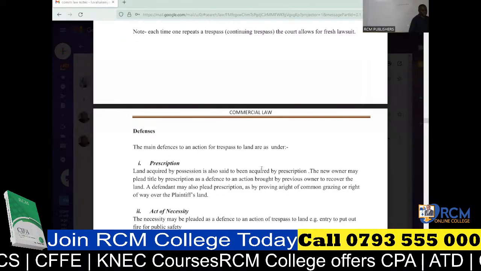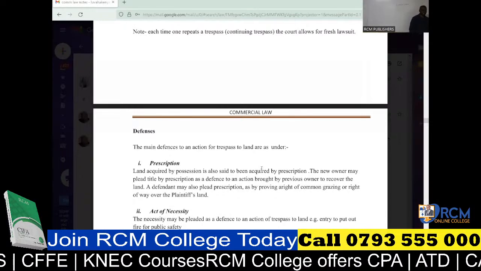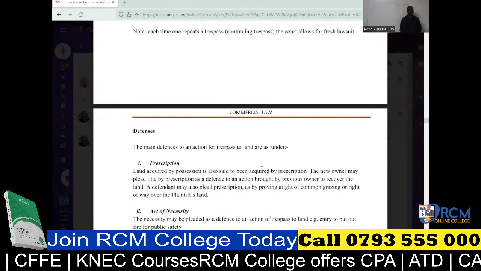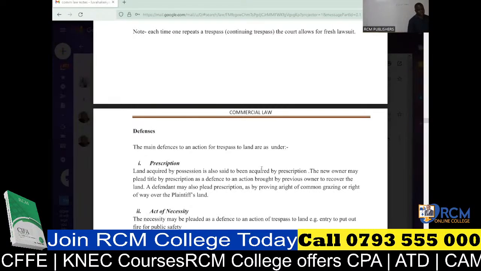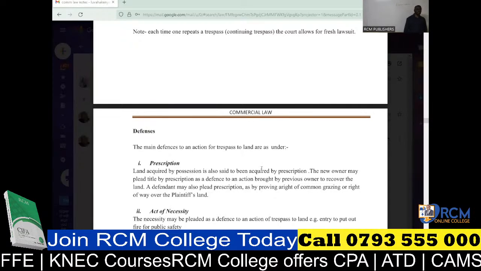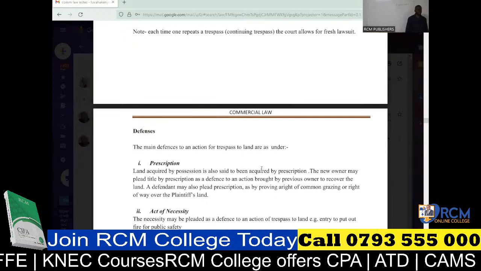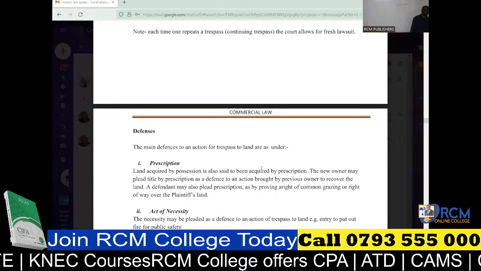So necessity may be pleaded as a defense to an action of trespass to land, e.g. entry to put out fire for public safety. The person trespassed to deal with that disaster of fire out of necessity. So that particular event was a necessity that led to people trespassing to put out the fire.